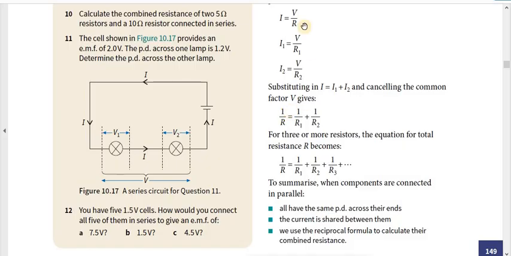Now they have cancelled out the V. So I is equal to V over R, I1 is equal to V over R1, and I2 is equal to V over R2. And V is common, so you can divide the whole equation by V, and then we get 1 over R equals 1 over R1 plus 1 over R2.